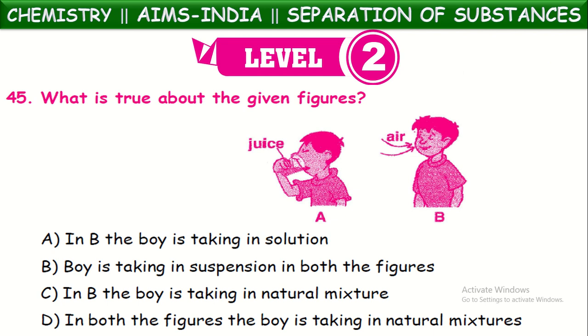Now let us see level 2 questions. See the first one here. What is true about the given figures? See, two boys are here, A and B. They are drinking something. In the first one, he is drinking juice. In the second picture, the boy B is inhaling air.